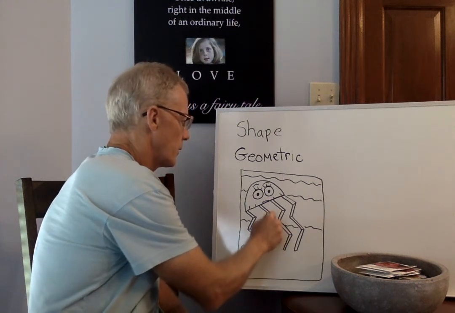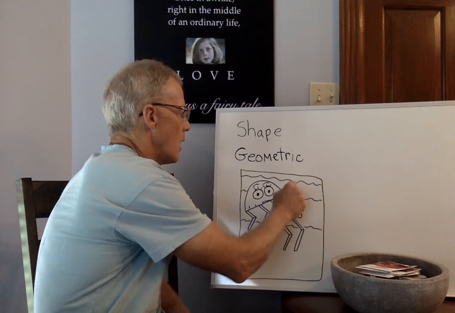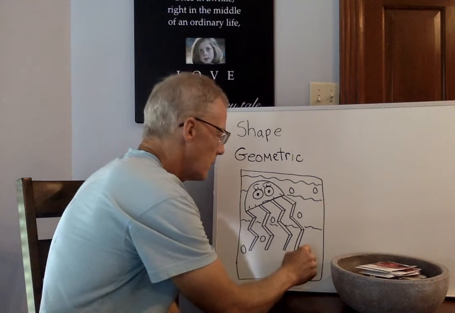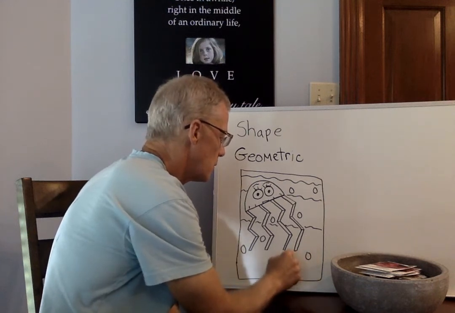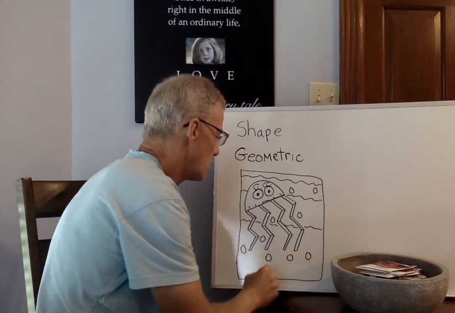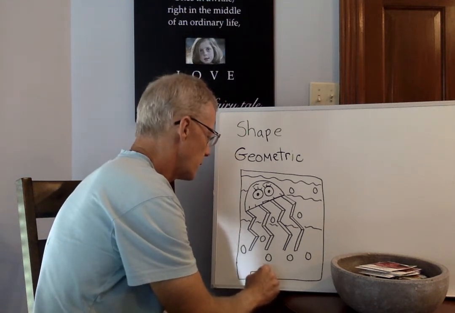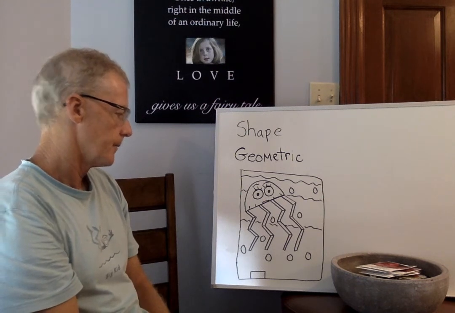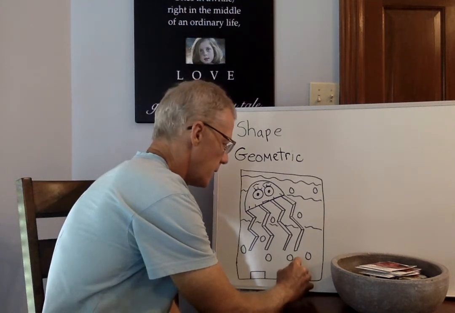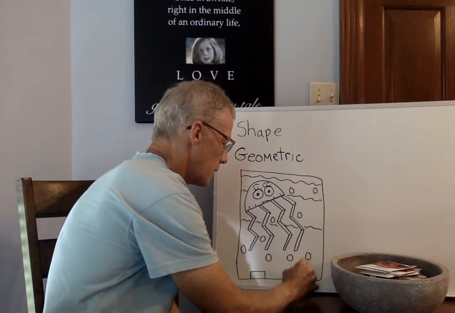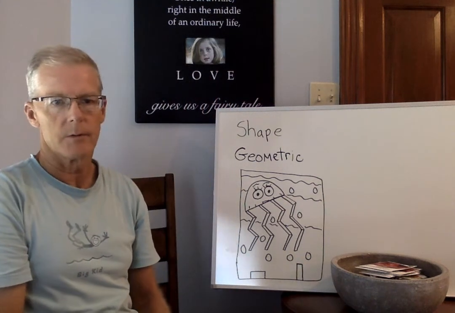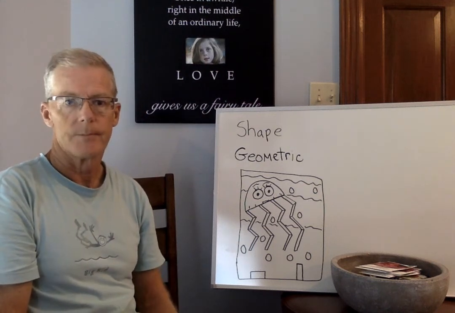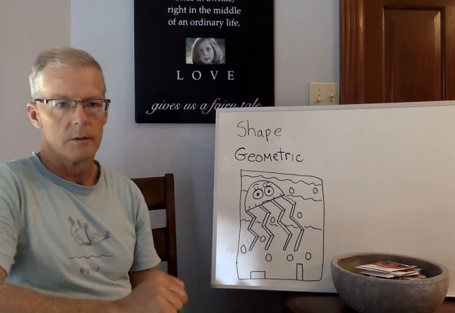Now we're going to put some circles in the water. What are we going to create here? Oh, yes, bubbles. Put a rectangle on the bottom floor of the ocean. And maybe another rectangle. We'll have something sticking up on the bottom of the floor of the ocean. Okay, what do we have left to do?